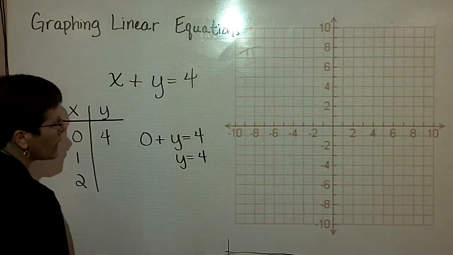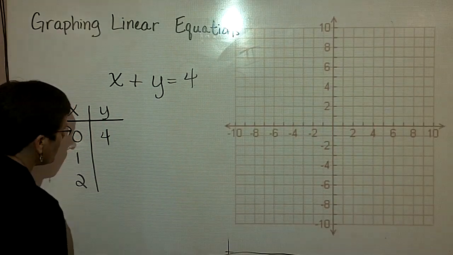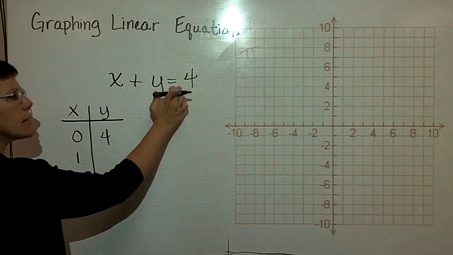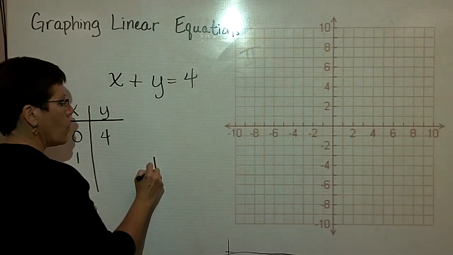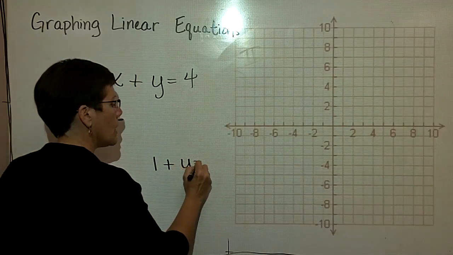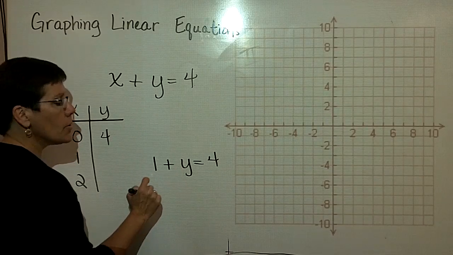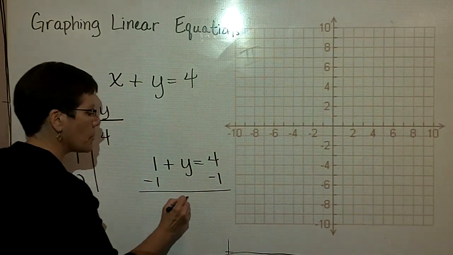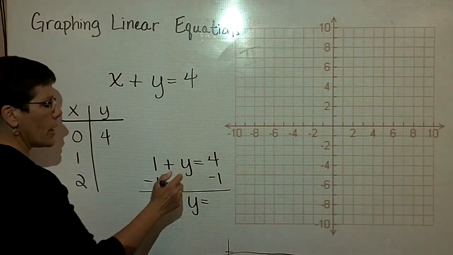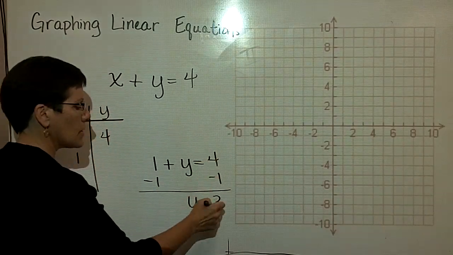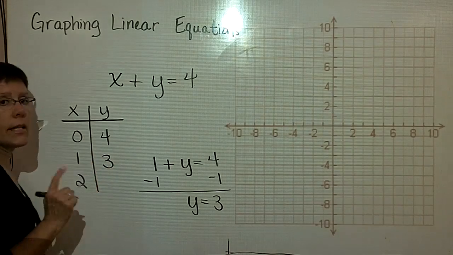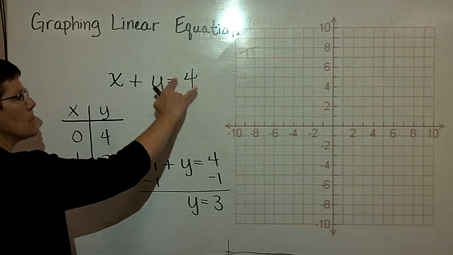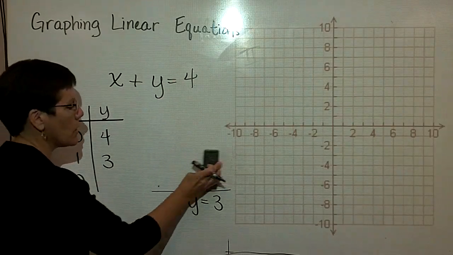This one you hardly even have to write down. If you put in a 1 for x, what do you have to add to it to get 4? Please do remember your solving equation skills in case it's not really obvious. I could subtract 1 from both sides, and 4 minus 1 is 3, and I find out that 3 is the value that I need to put in for y when x is 1 for their sum to be equal to 4. This one's a fairly easy one, of course.